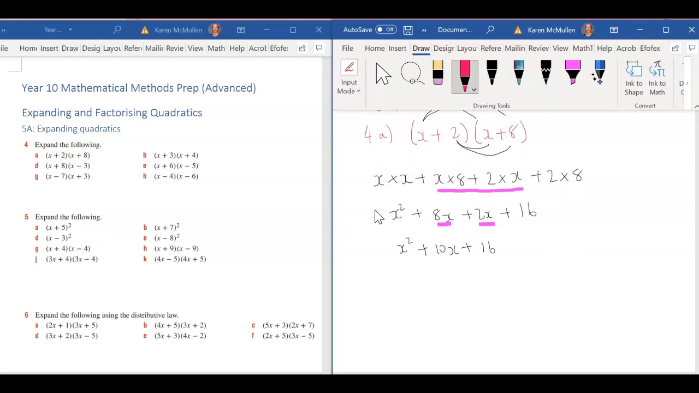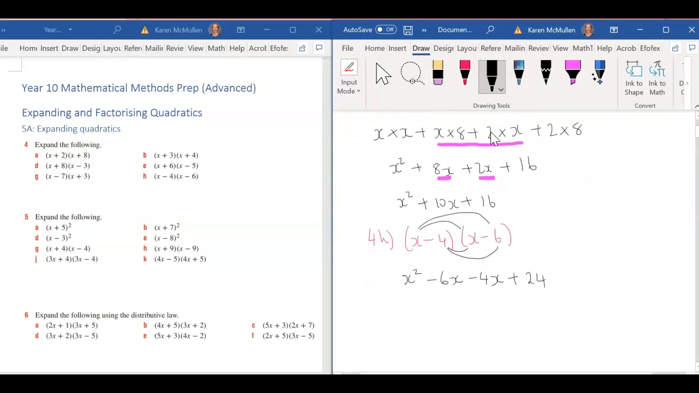So I'm going to do h, x minus 4, x minus 6. All right, so the same thing, first, outside, inside, last. X times x is x squared, x times negative 6 is negative 6x, negative 4 times x is negative 4x, and then we've got a negative times a negative, so it's going to be positive 24. So just be careful with your negatives. Then we've got x squared, negative 6 minus 4 is negative 10x plus 24. Just be careful with your negatives.